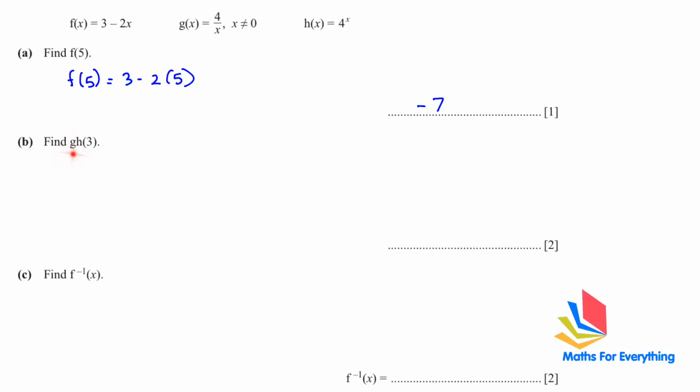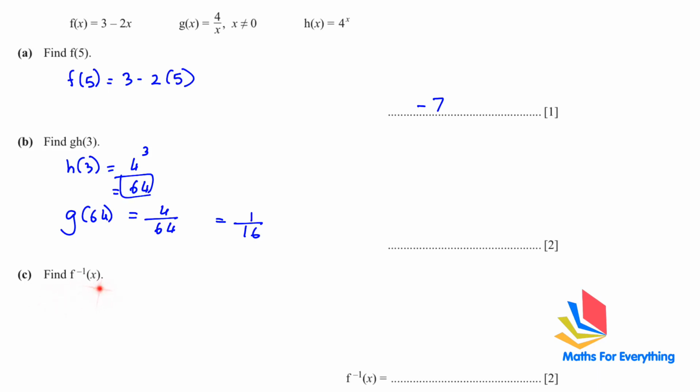Next, find g of h of 3. There are two ways to solve this. The first one is find h of 3. So that will be 4 to the power of 3, which will give you 64. And then substitute this in g. That will be your answer. You can simplify it further. 1 over 16.